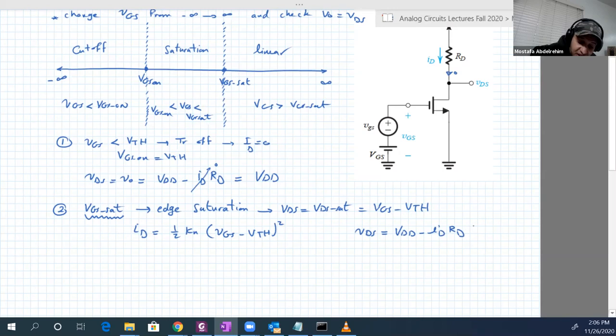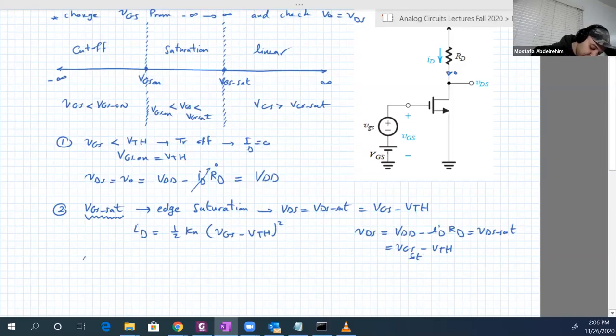And VDS at that point is equal to VDS set, which is equal to VGS minus V threshold. Particularly at the edge, we want to determine the VGS value that puts the transistor at that edge point. So this is VGS set, basically.